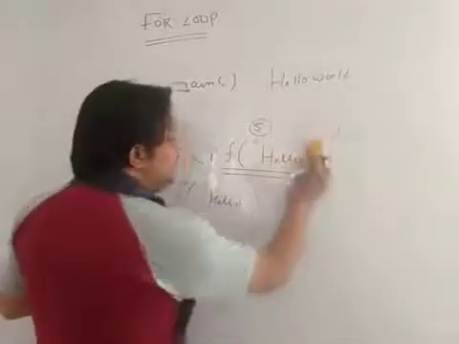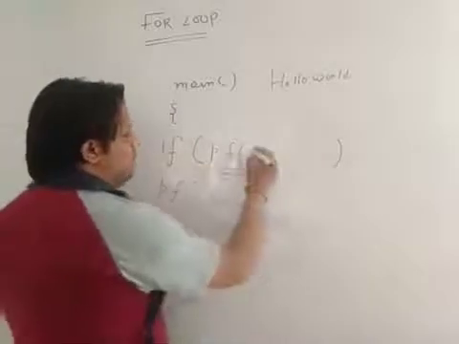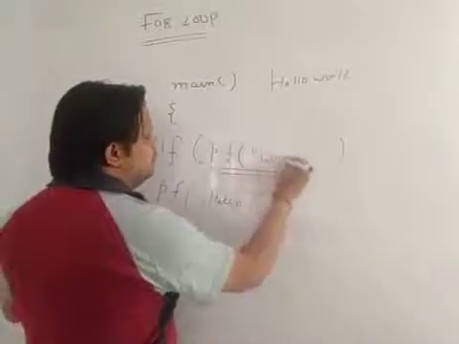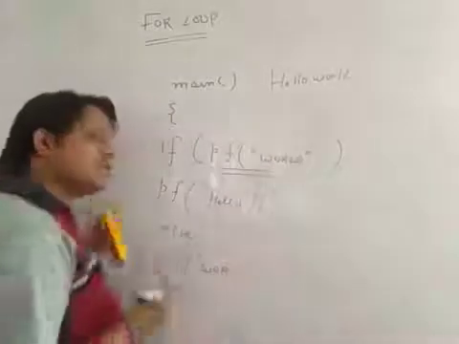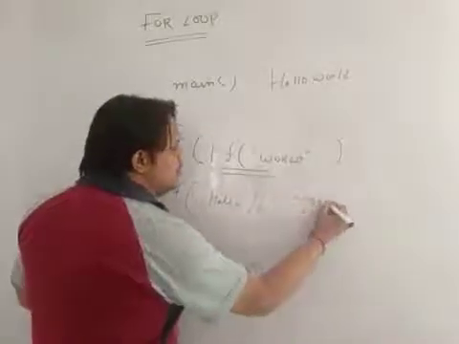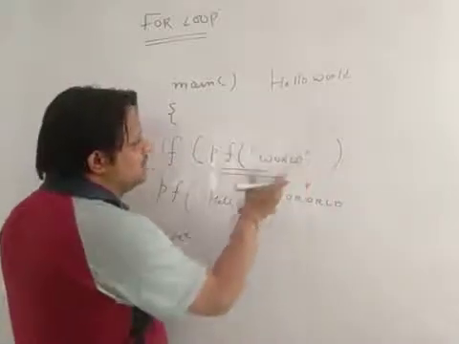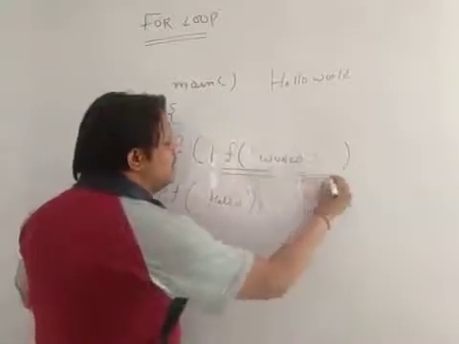Now similarly, if I write printf world inside the if, what should be the output? It will print world first. Then printf returns the number of characters. How many characters? 1, 2, 3, 4, 5. So this statement becomes equivalent to if of 5.